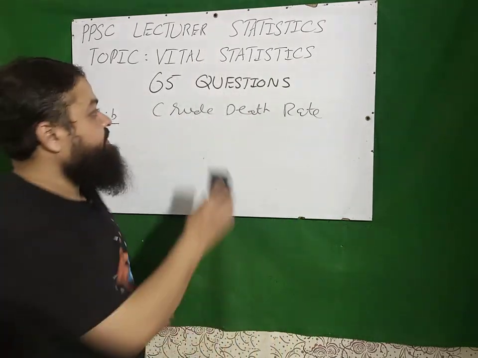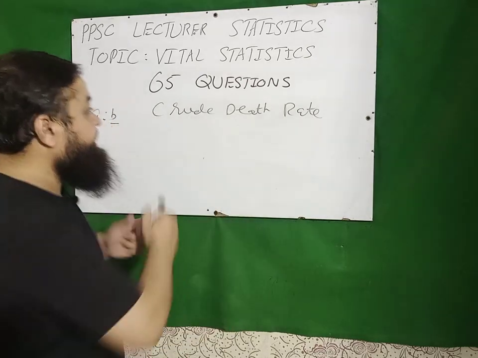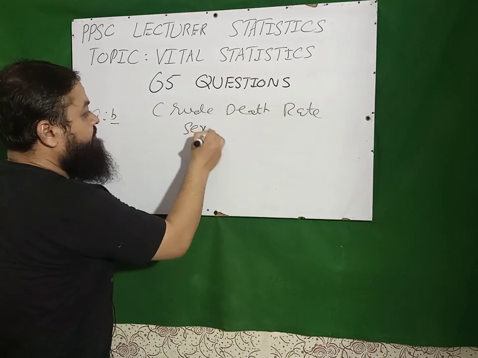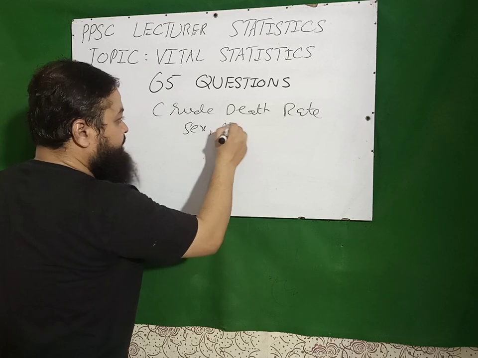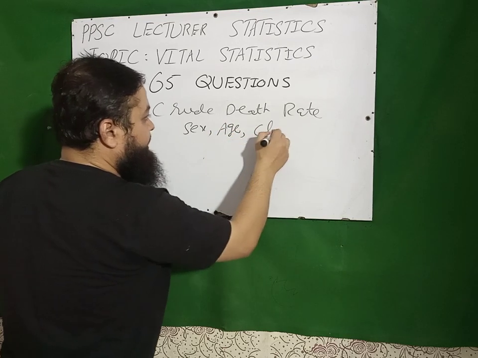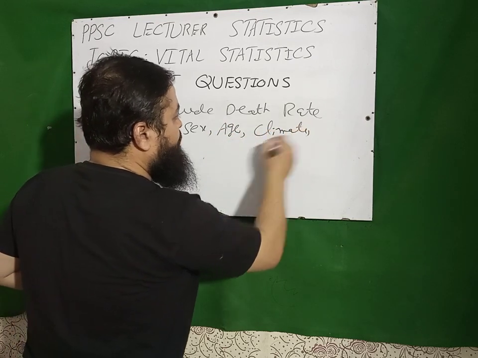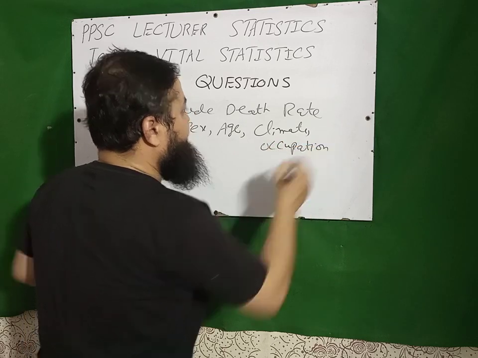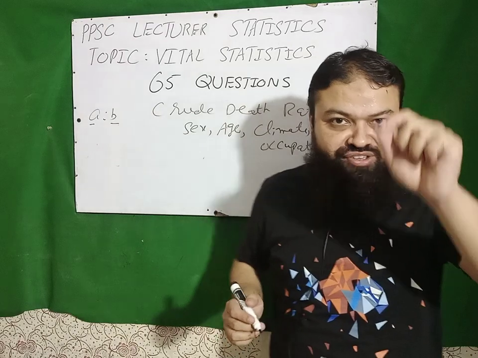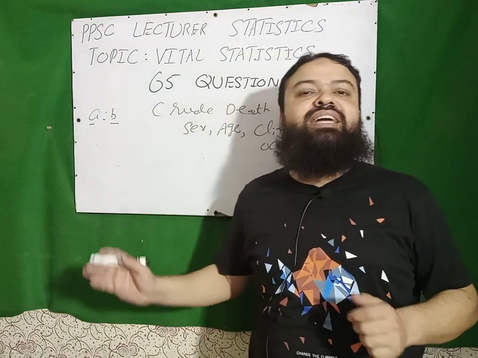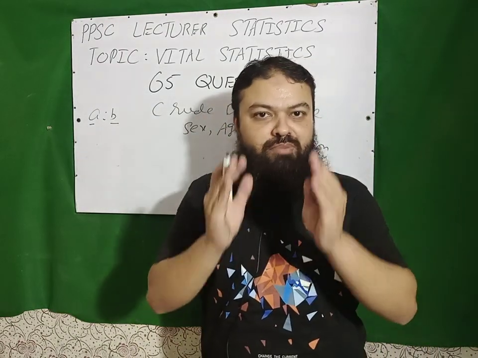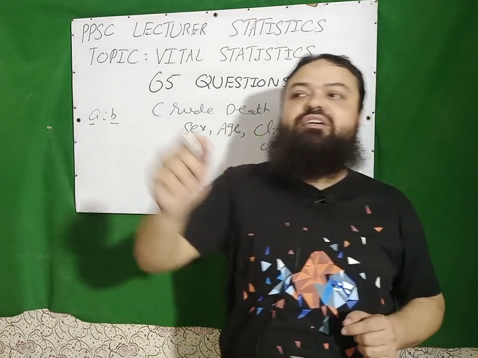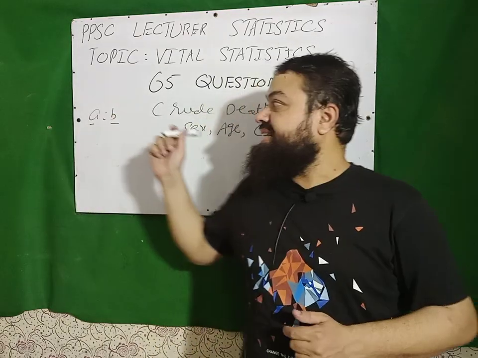Next, it has a drawback. It ignores sex, whether it is male or female, age, climate, occupation, all these things. That is the drawback. That question can be asked. Crude death rate is used to find the probability of dying of a person for a given period of time, but it has a drawback.